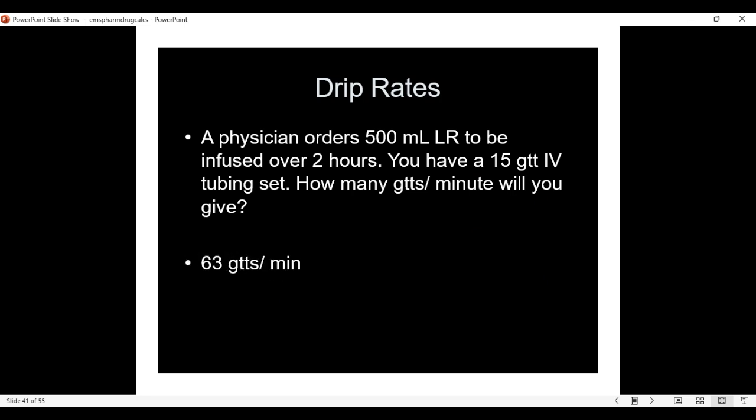63 drops a minute. So how'd they figure that? They took the 500 times the 15 and they divided by 120, which will end up giving you 63 drops a minute. So that's going to be about one drop just under a second.